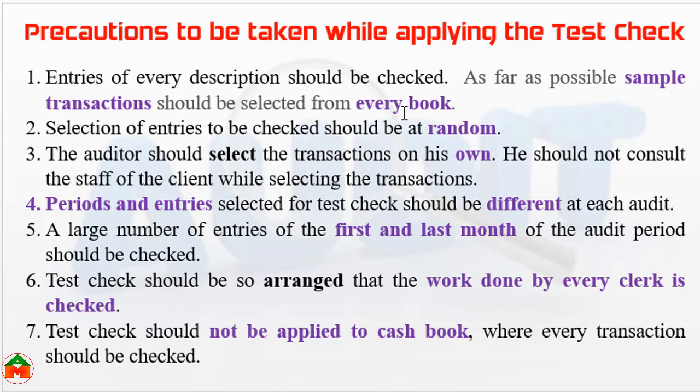You should select some sample transactions from every book, and those selected entries or records should be checked at random. You should decide which transaction would be checked.